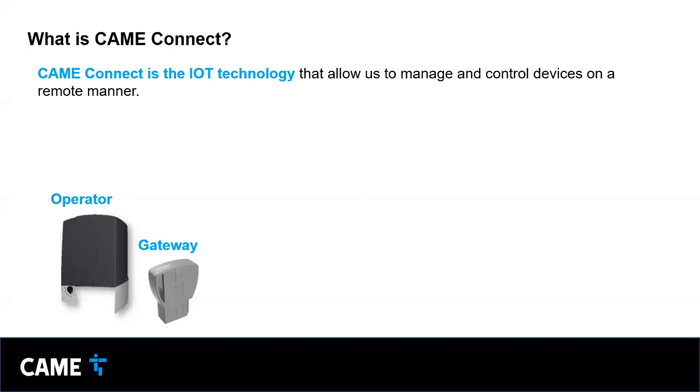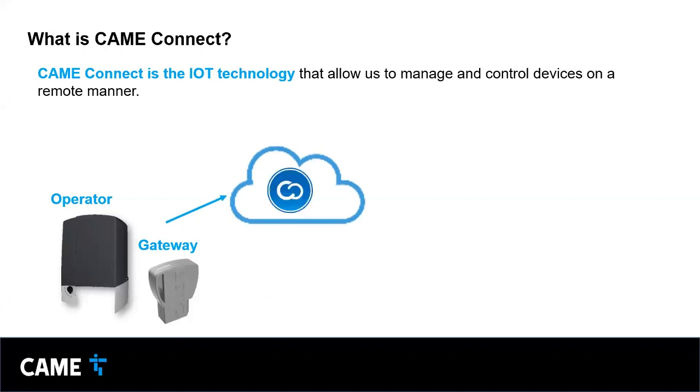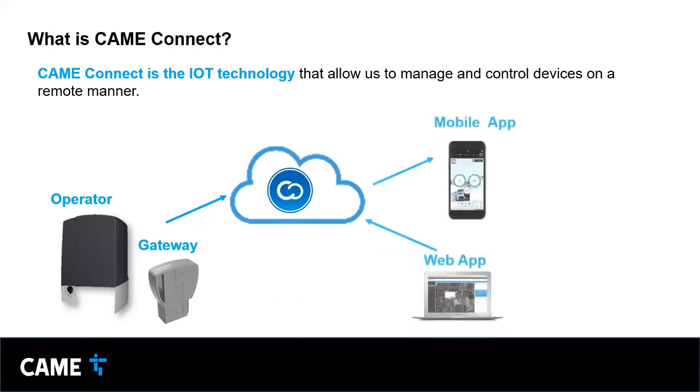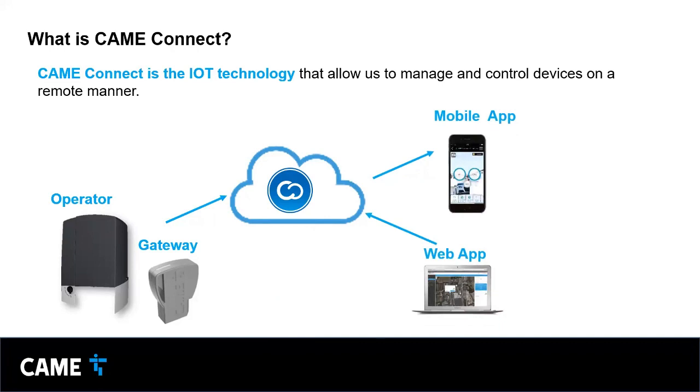What do we need? Of course, we need our gateway, which is the little tool we're going to be speaking about today. We need the operator, the motor, the gate arms, whatever Kami device you need. You have to provide internet access to this gateway in order to access our cloud solution. Once you're in the cloud solution, you will be able to access it via a cell phone or a web app. In this manner, you're going to be able to do your troubleshooting, your programming, adding users, adding remote controls, etc.